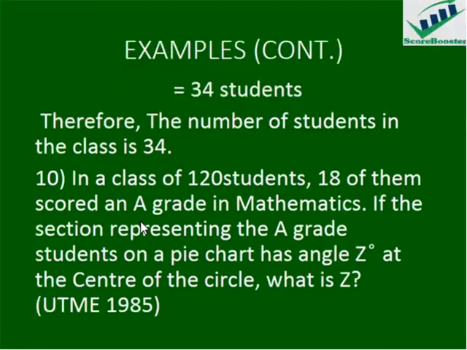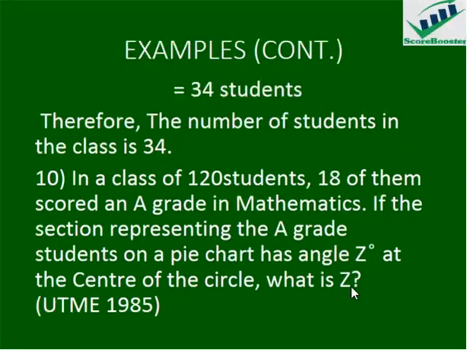If the section representing the A grade students on a pie chart has Z degrees, so this Z degree is representing the sectoral angle of A grade. 120 students took a mathematics test. 18 of them had A grade, and when we find the sectoral angle of A grade, they represent it as Z degrees here. So what is Z?